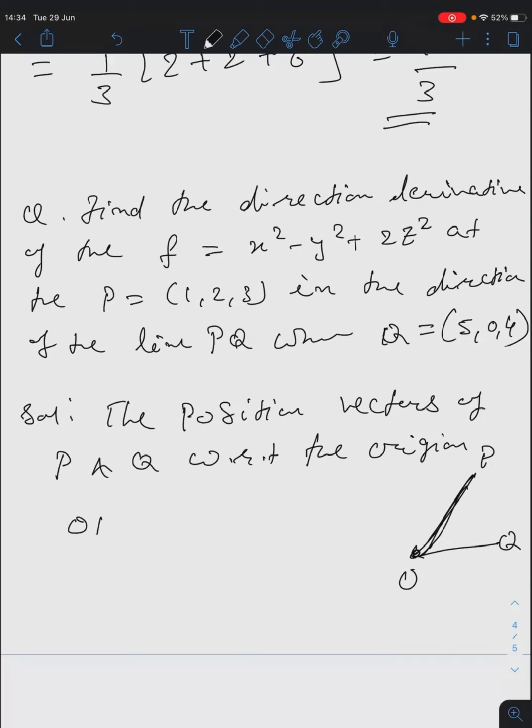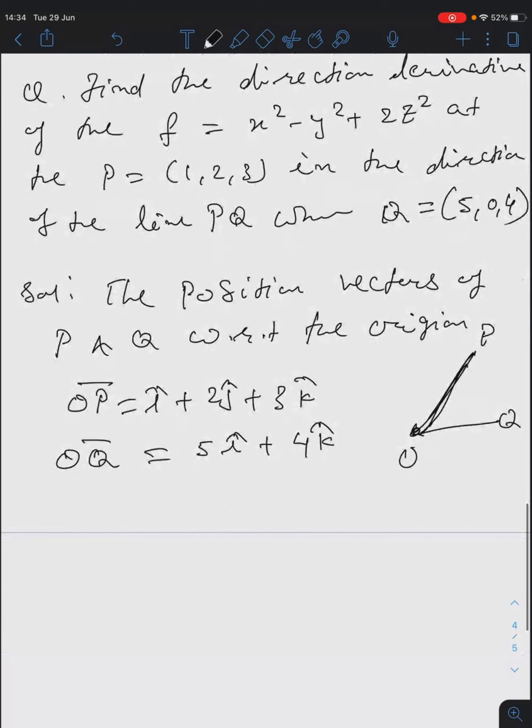OP bar is i cap plus 2j cap plus 3k cap. Similarly, what will be OQ bar? The position vector will be 5i cap plus 4k cap, no j cap. Understood now? Yes, ma'am.